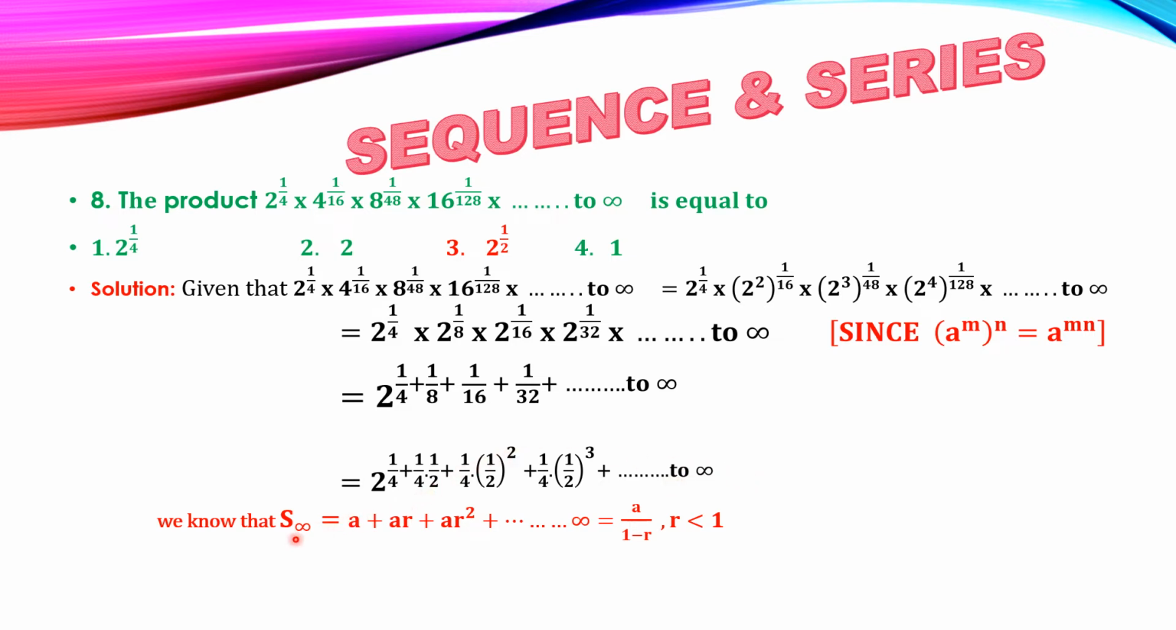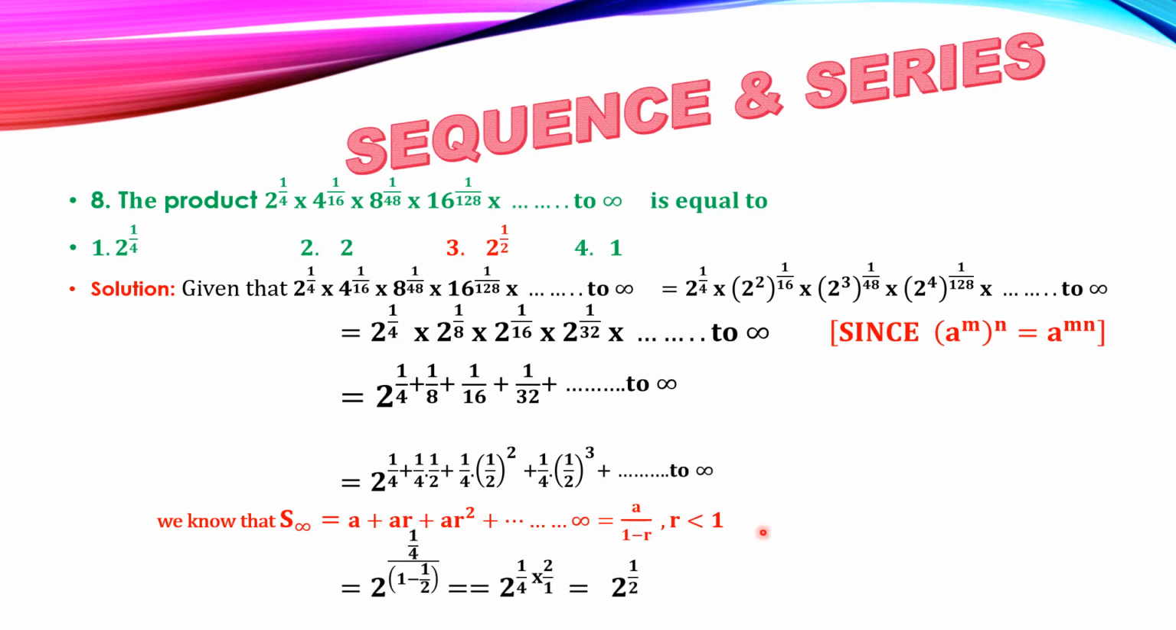So we know that sum of infinite terms in the geometric progression, that is S infinity equals to a plus ar plus ar square plus and so on equals to a by 1 minus r. Here clearly we observe that 1 by 2 is less than 1. So r is less than 1. So we apply this formula in this power.